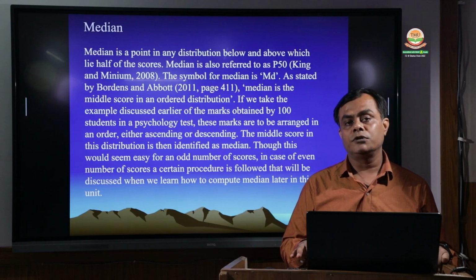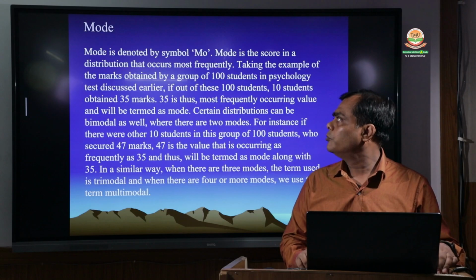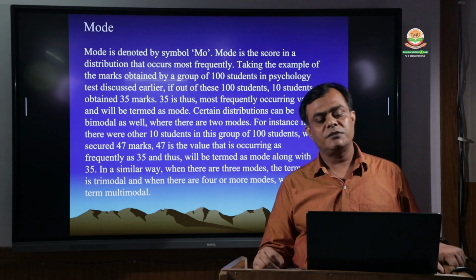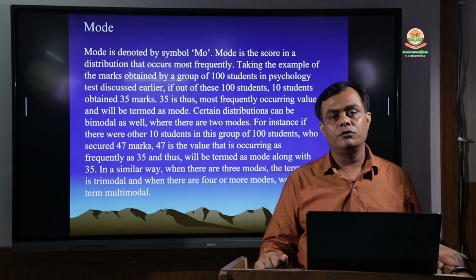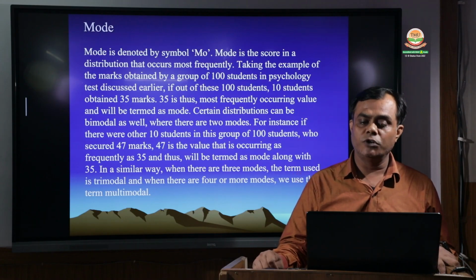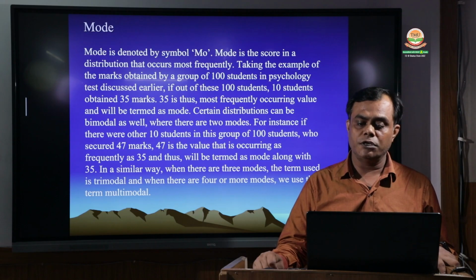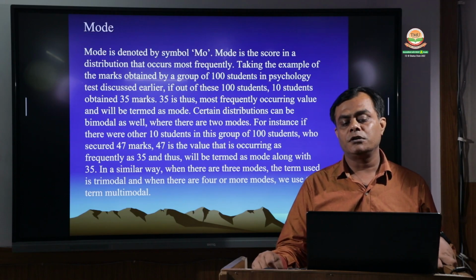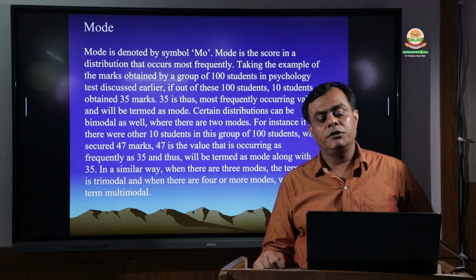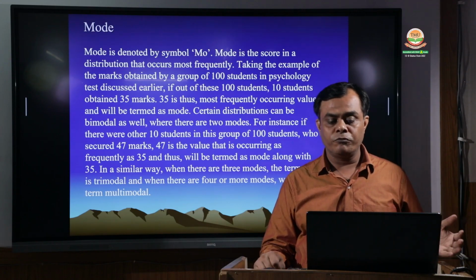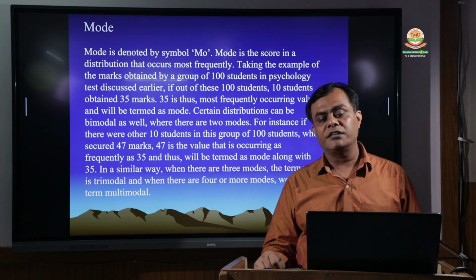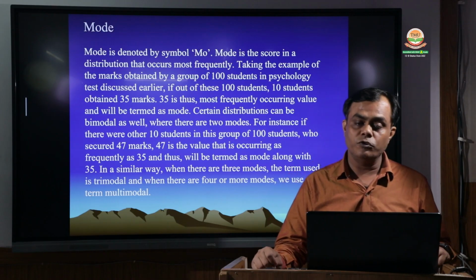In the next slide we are going to look at the mode value. The third measure of central tendency, after mean and median, is the mode. Mode is denoted by the symbol MO. Mode is the score in the distribution that occurs most frequently. Simply, the mode is the value that occurs most often, the value with the highest frequency in the whole data.